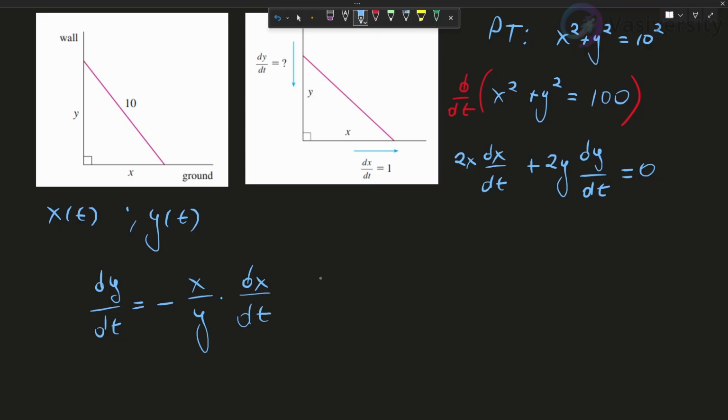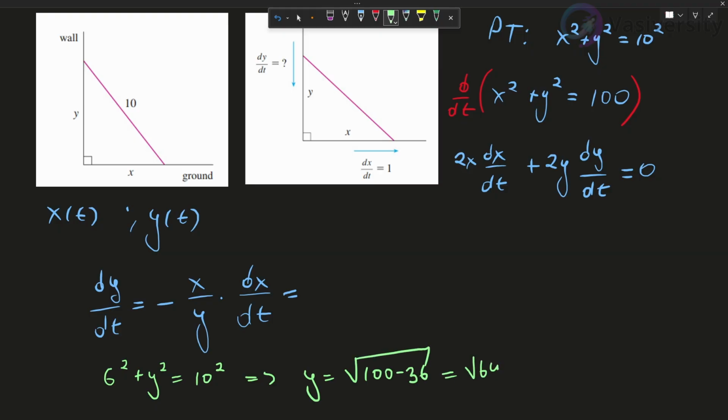Okay, now plugging in the numbers, we will have x over y, right? Let's see, we know that when x is equal to 6, by the Pythagorean theorem, it will give us the following. So when x is equal to 6, 6 squared plus y squared is equal to 10 squared. So that means y is equal to the square root of 100 minus 36, which is equal to the square root of 64, which is equal to 8.